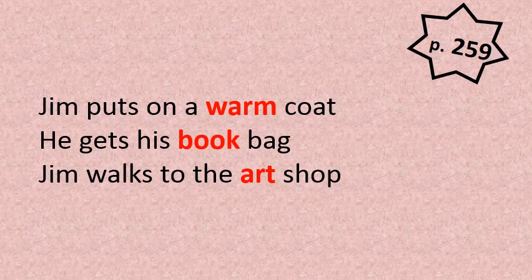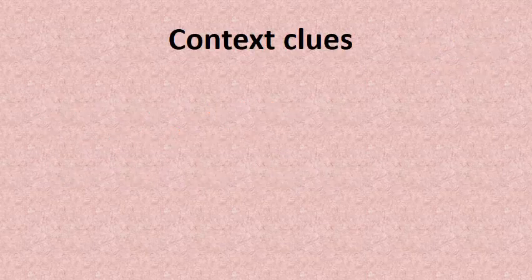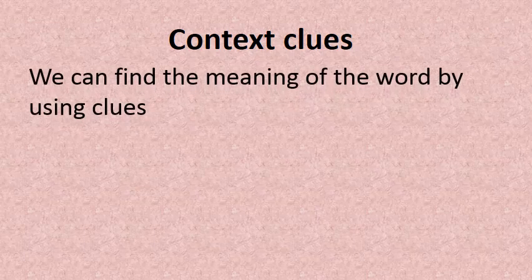Okay, grade 1? So now we understand. Now we are going to talk about another one, context clues. It has the same meaning. Clues mean a hint. What do we mean by clues? We can find the meaning of the word by using clues. The clues help us to understand what the reader or the speaker wants to talk about. The clue is a hint. In other words, clues means hint.